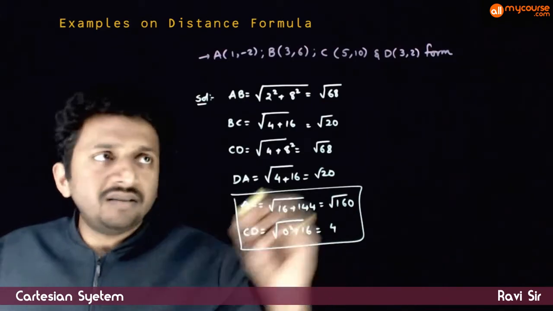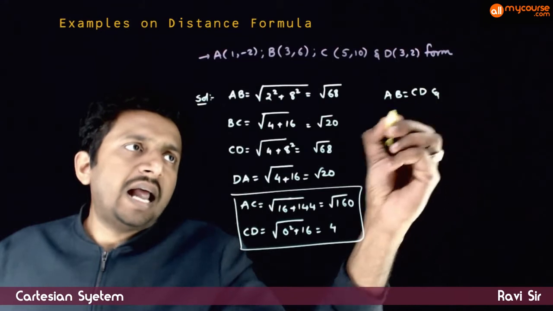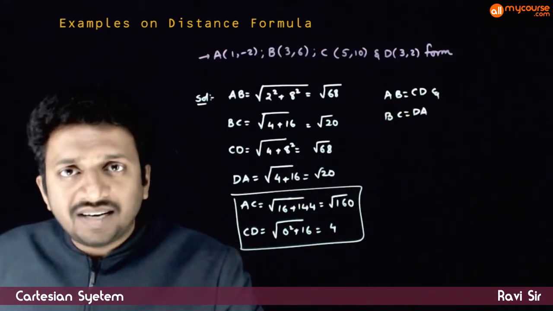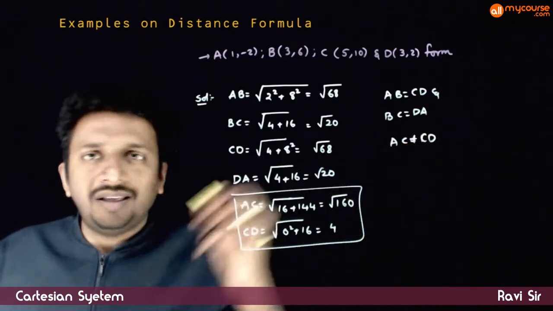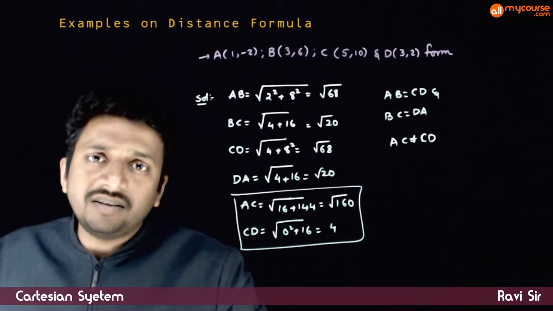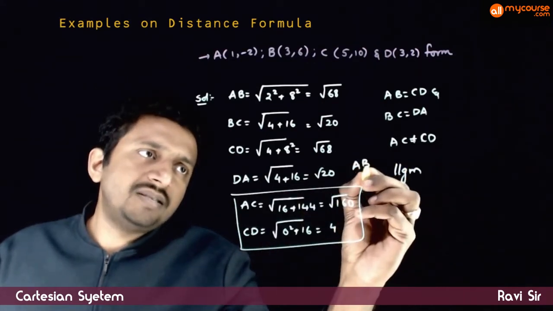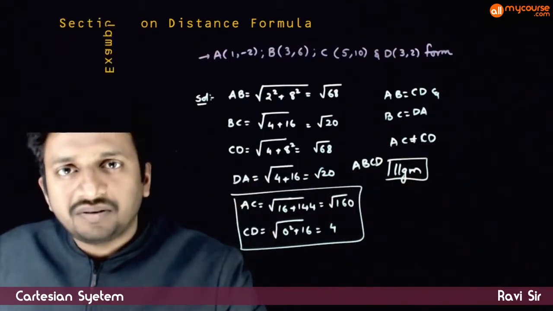So as you can see, AB is equal to CD and BC is equal to DA. The opposite sides are equal and the diagonals are not equal. Hence, the figure is a parallelogram. So ABCD is a parallelogram. That's the answer to this question.